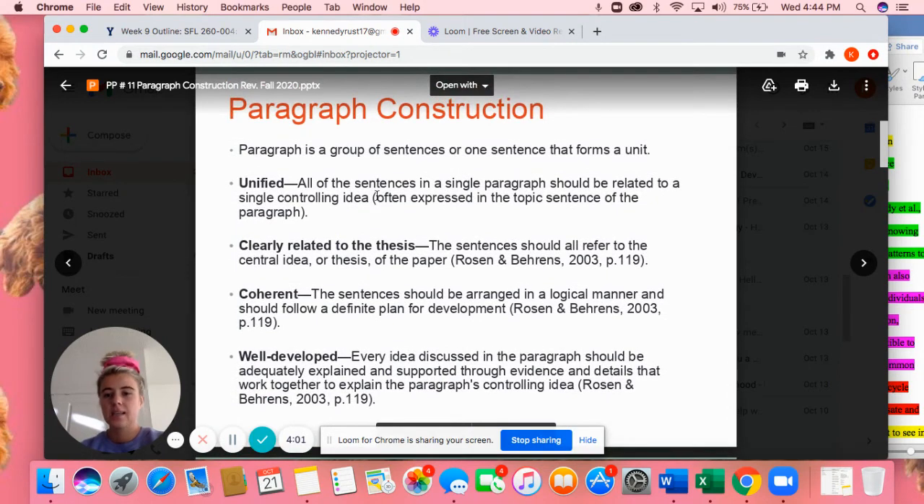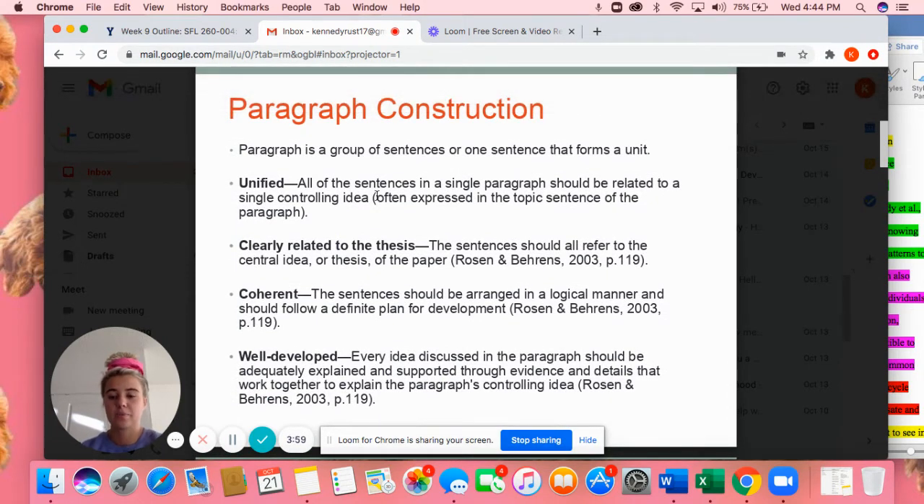Here it says they need to be unified, meaning each paragraph, like I said, is all about one topic. You're not going over multiple topics in one paragraph. It should be clearly related to the thesis, and every single paragraph needs to be tied back to the thesis. Why is it important? How does it help prove your claim?